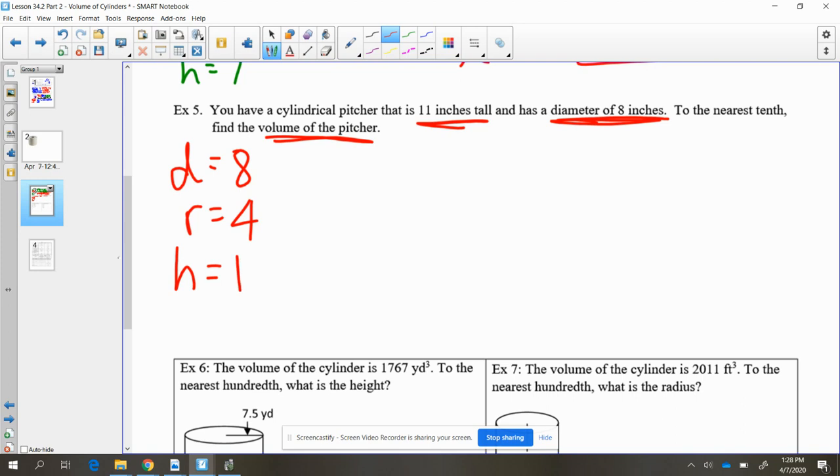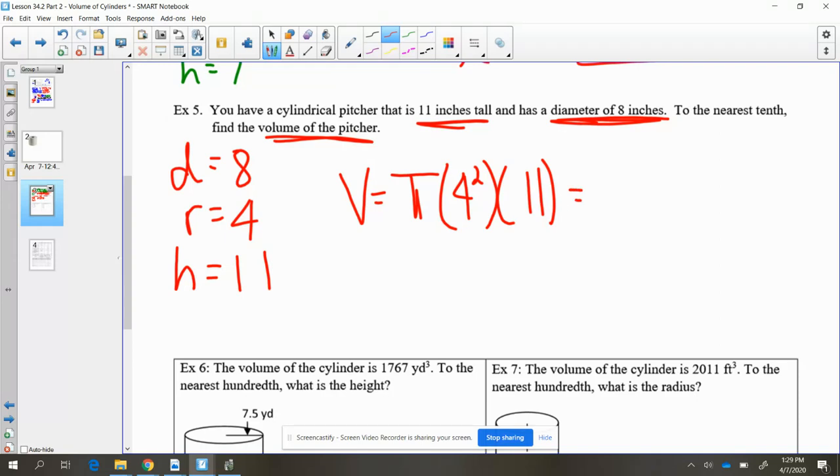And notice this time, they're not giving us any restrictions on the answer needing to be exact or that our height is cut in half or anything. So this is a pretty straightforward pi times the radius squared times the height problem. And then it says round to the nearest tenth, so that means 1 decimal place. Take a moment to type all that into your calculator. You should get 552.9 inches cubed.